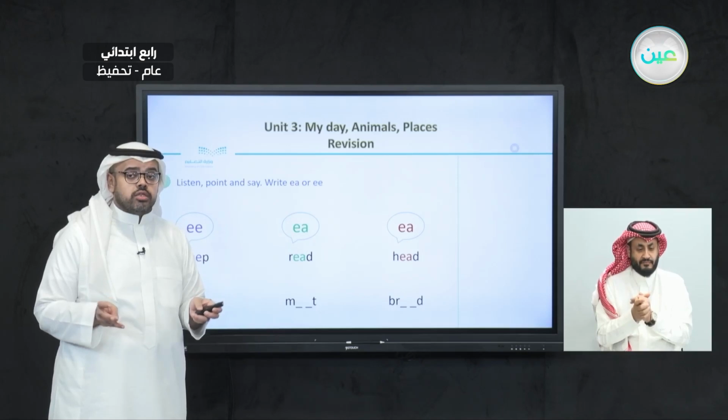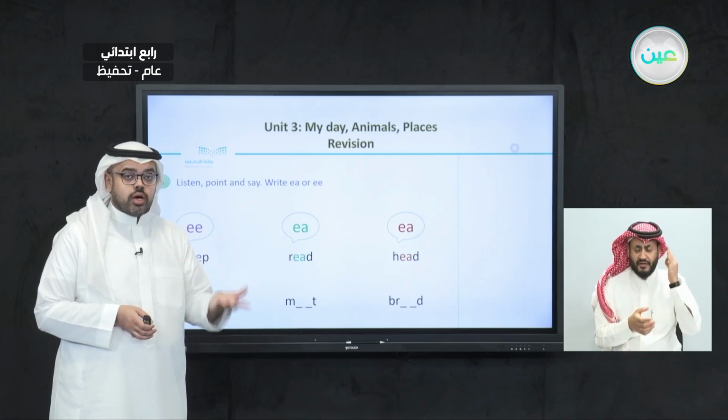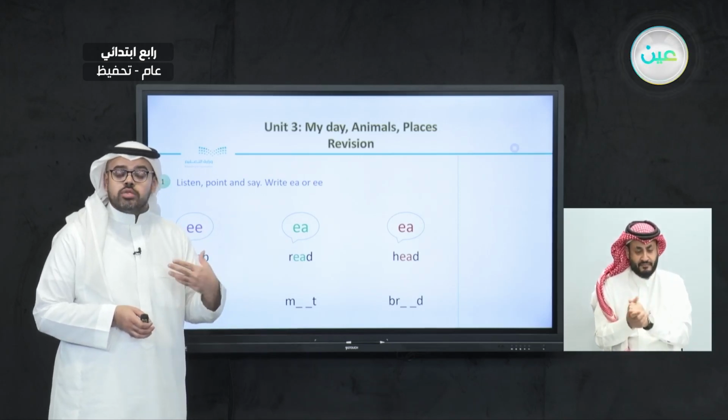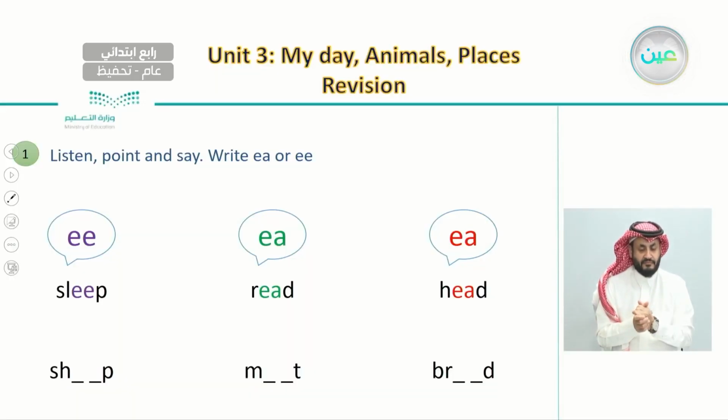So let's remind ourselves of these 3 different sounds by listening to how we pronounce them, and then I would like you to practice them with me. The first sound, with the EE letters, is sleep. Say after me, sleep. The second sound is read. Read. And the third one is head.